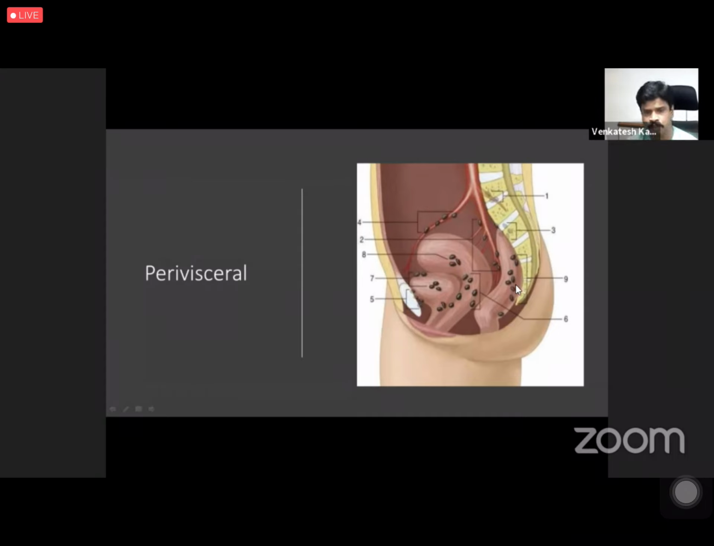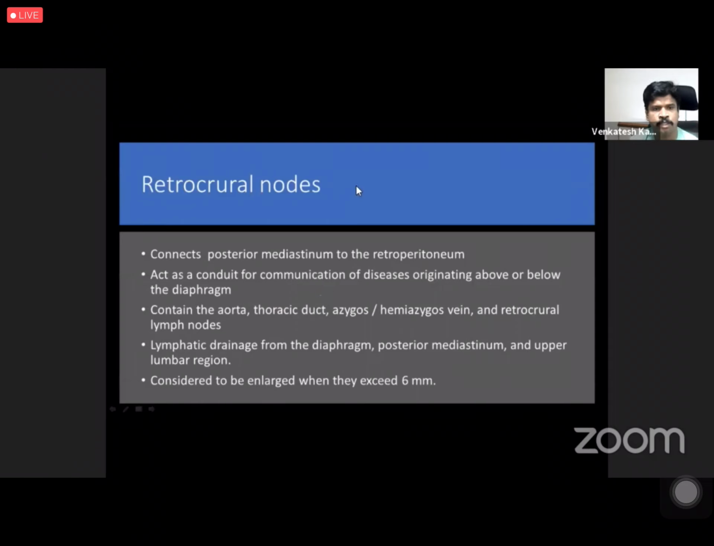They are called the perirectal group of the lymph nodes. So these are some of the perivisceral groups of the lymph nodes in the pelvic region. The next comes to the retrocrural nodes.